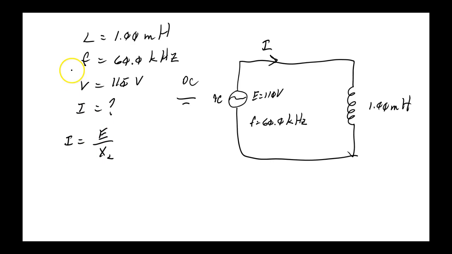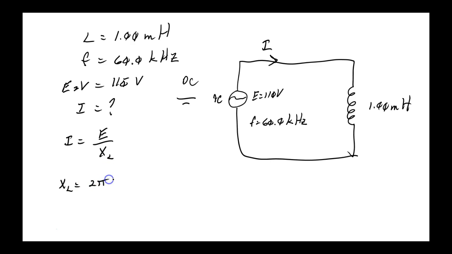We don't have X sub L. We've got E right there. I put V, but they are calling it E. So we've got our E, but we don't have X sub L. So let's go back and work out what X sub L is. They gave us that before.